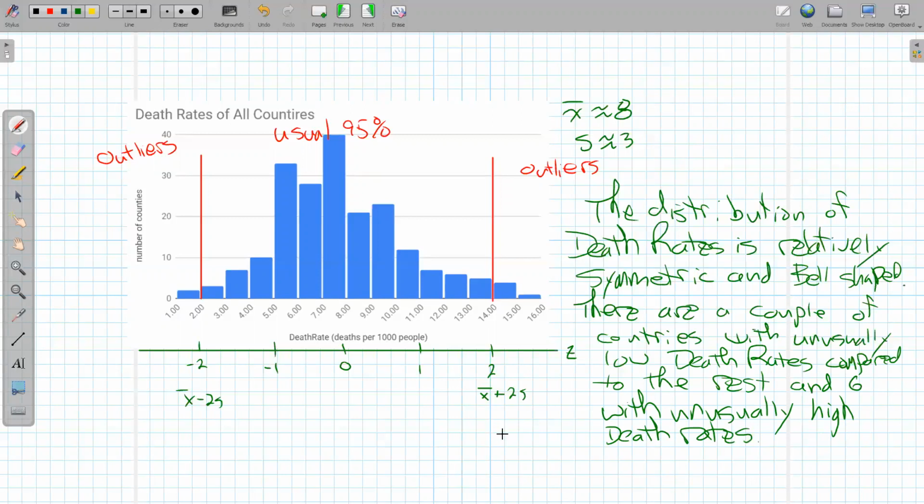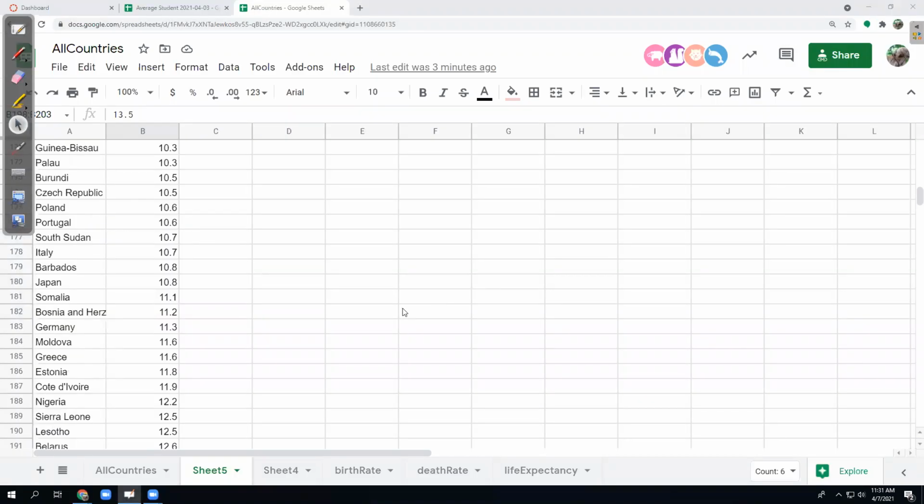Okay, so we're going to tack a little bit more onto this. We're going to include the 5-number summary here. To do a 5-number summary, you need the 5 numbers. So we've got those.